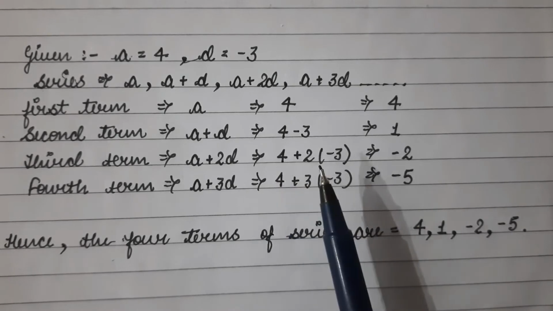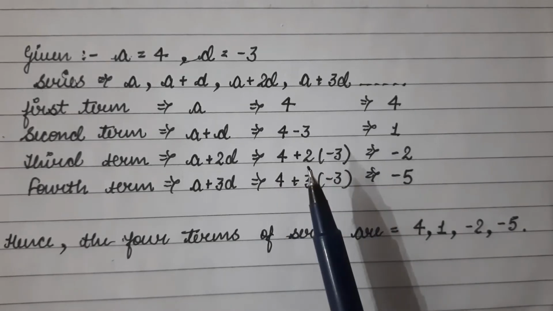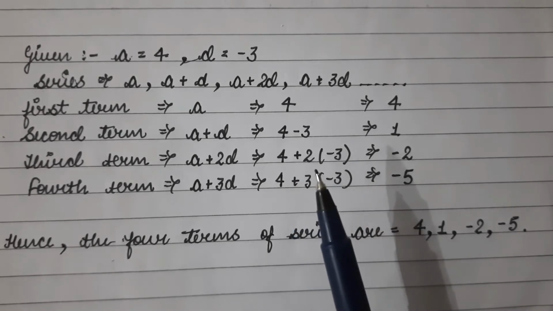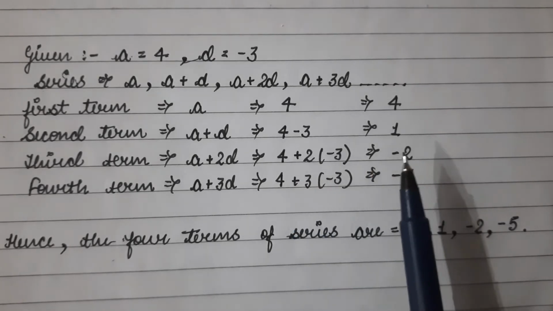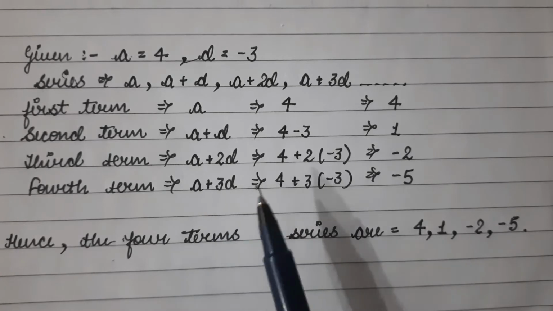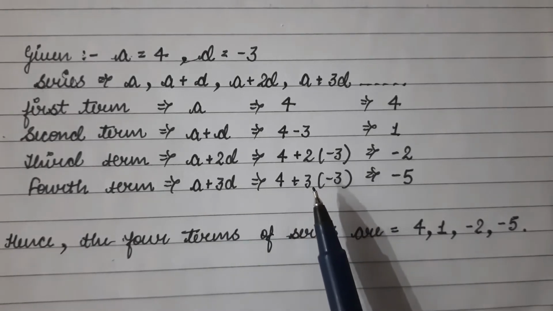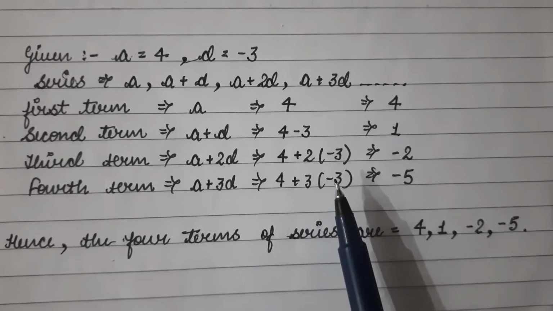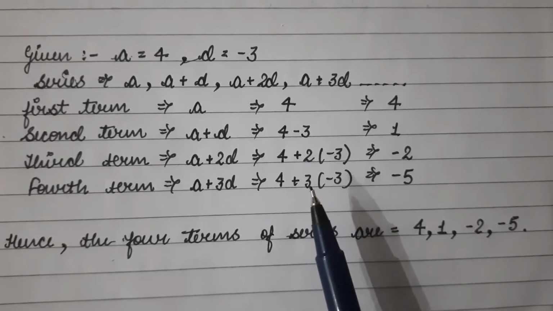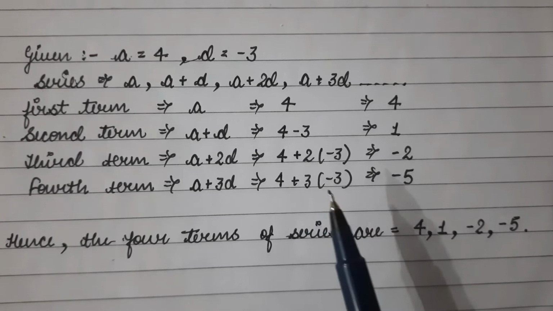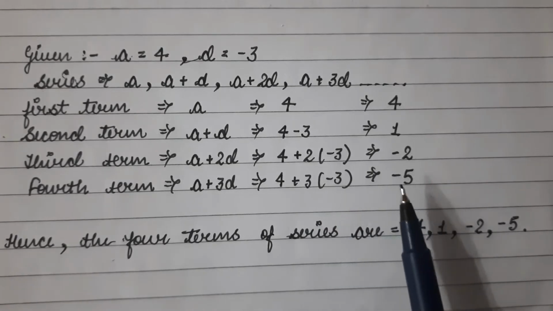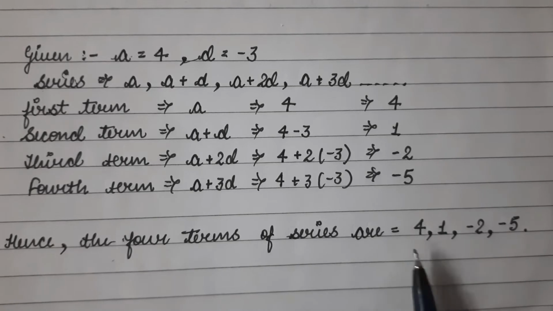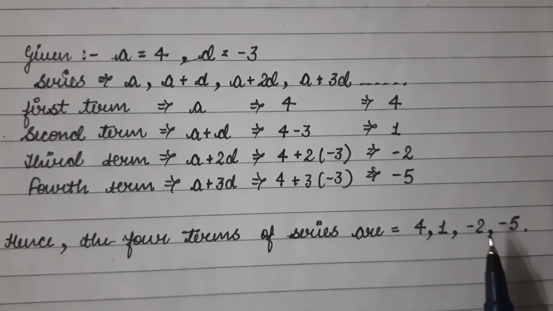So 4 प्लस 2 इंटू माइनस 3, 3 टू ज़ा होगा 6, तो माइनस का 6 आएगा और प्लस का 4 है. माइनस का 6 प्लस का 4 विल गिव यू माइनस 2. फोर्थ टर्म A प्लस 3D. 4 प्लस 3 होल ब्रैकेट माइनस 3. तो 3 3 ज़ा 9 और 9 भी है माइनस का, तो आंसर होगा माइनस 9 प्लस 4. माइनस 9 प्लस 4 विल गिव यू माइनस 5. Hence the four terms of the series are 4, 1, minus 2 and minus 5.